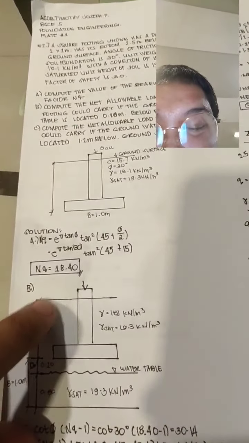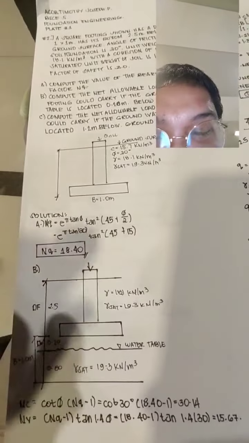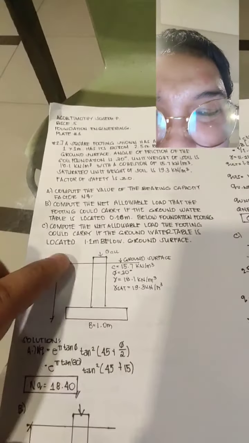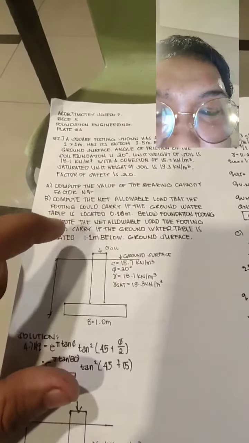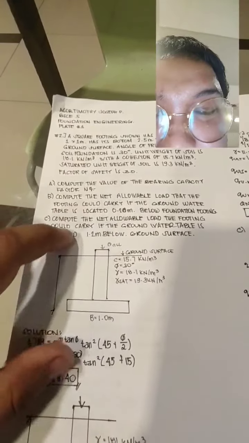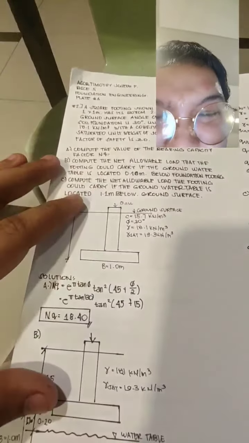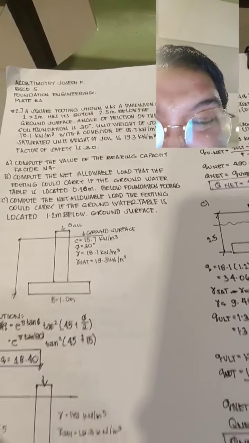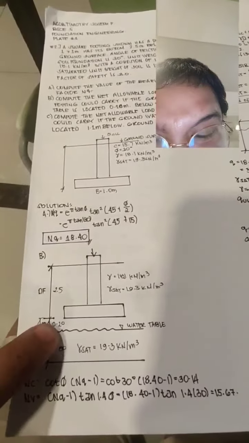And for letter B, this is the figure. It says here, compute the net allowable load that the footing could carry if the groundwater table is located 0.28 meters. So, this is the groundwater. You can see it. 0.20 pala, sorry. There.